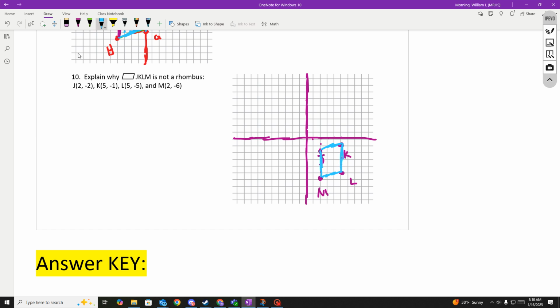Okay, so explain why this is not a rhombus. Well, I would just check the diagonals and see if the diagonals are perpendicular. You can check all the sides and see if all the sides have the same length, or you could just check the sides next to each other to see if they have the same length because we already know that this is a parallelogram. So we don't have to check that. Okay, so let's get the slope of MK.